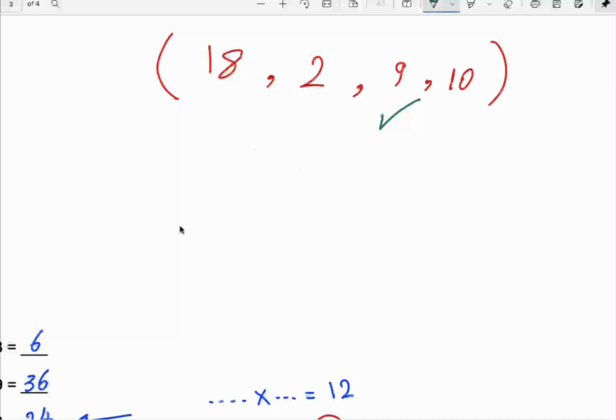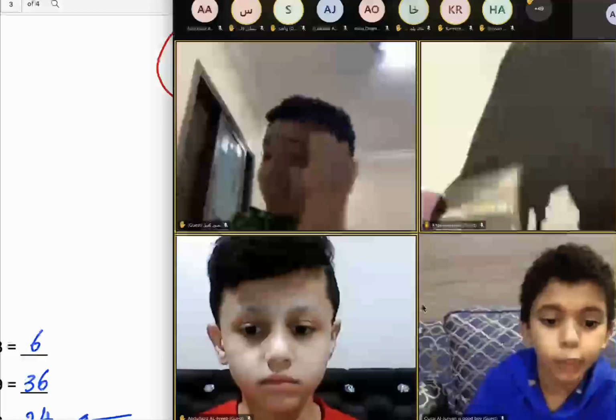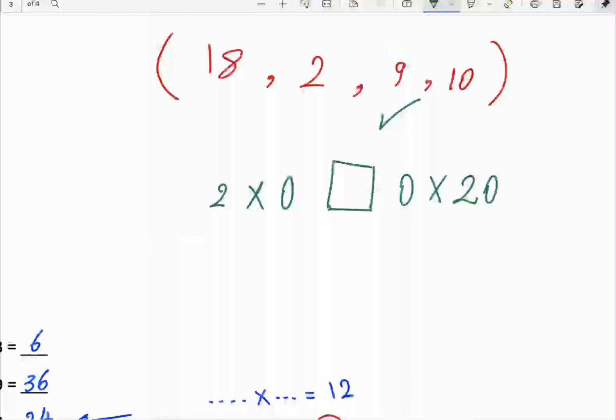Okay, focus, my heroes. 2 multiplied by 0, and 0 multiplied by 20. If you know which one is greater, just say your name and mute your mic quickly. Okay, anyone else? Yasin Isa. Do not repeat your name, Yasin. You said your name one time before.